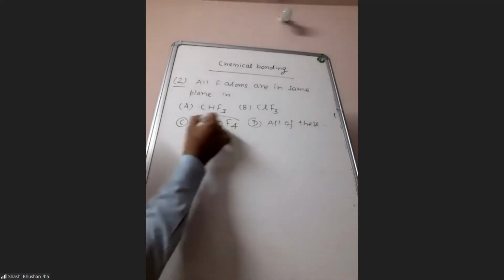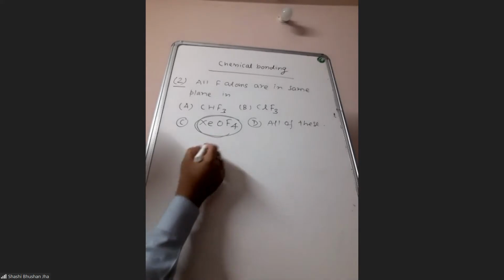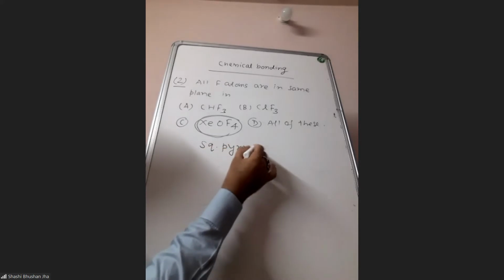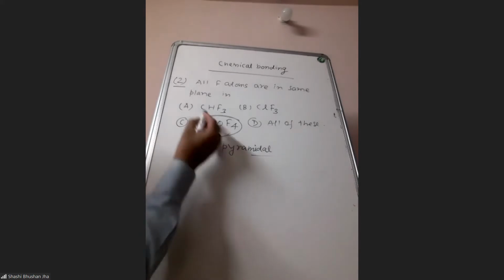What is geometry of this compound? Square pyramidal. It is a square pyramidal. So central atom is xenon. It is bonded to 4 fluorine and 1 oxygen. So here also all the 4 fluorine will come in same plane. And I think in these two options there is no doubt. If anyone has any doubt, then ask. I will explain that.